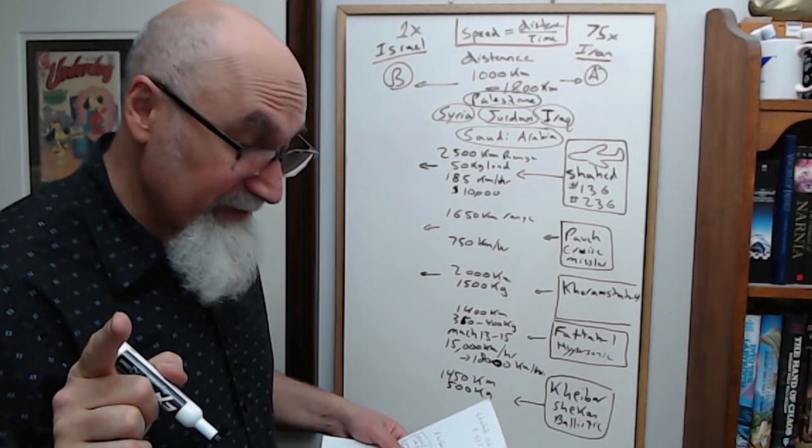But since we're going with this, it was 1,000 divided by 185, 5.4 hours. Now, a lot of people make the mistake and think 0.4 means 40 minutes. It does not, gang. It does not. For Doni.